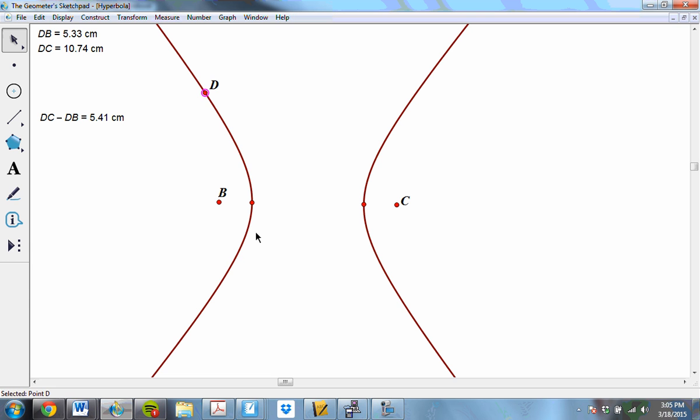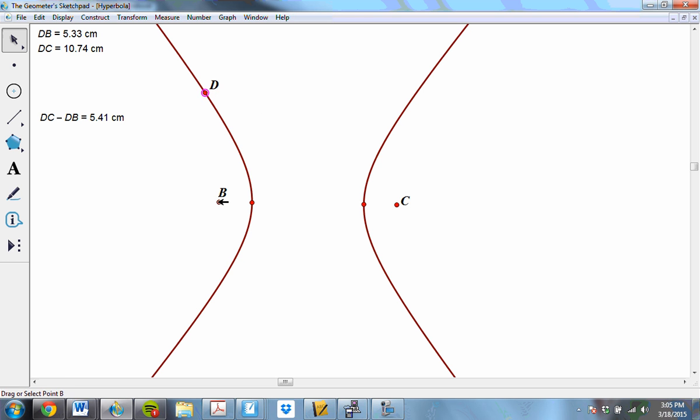Here's a hyperbola. It's got what looks like two parabolas. These aren't actually parabolas, but they kind of look like it. And it's got a vertex here and a vertex here, and a focus here and a focus here. So two vertices and two foci. Here's some point on the hyperbola.